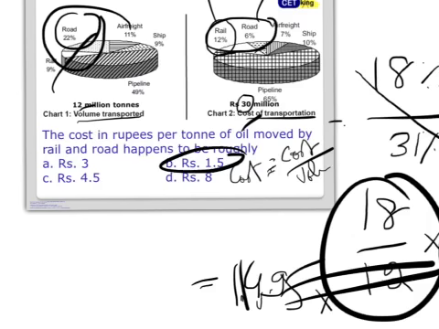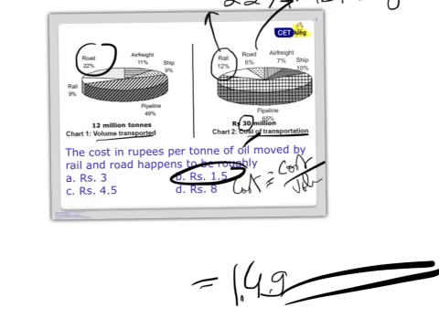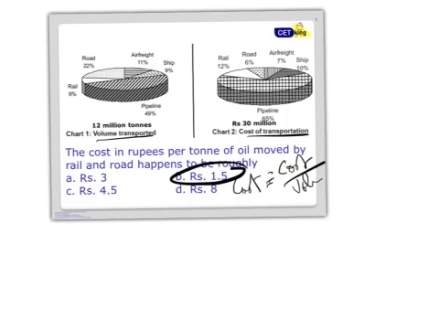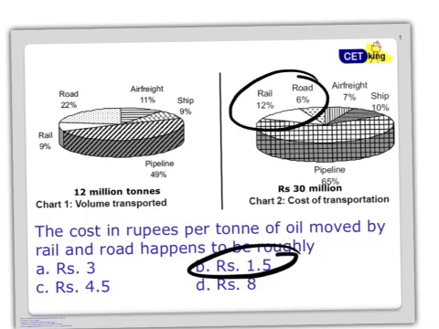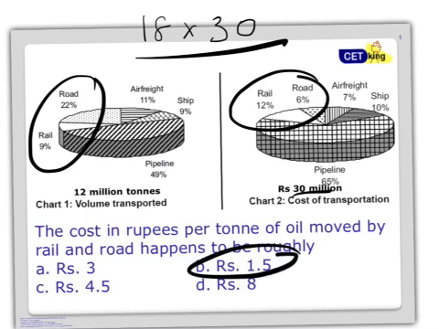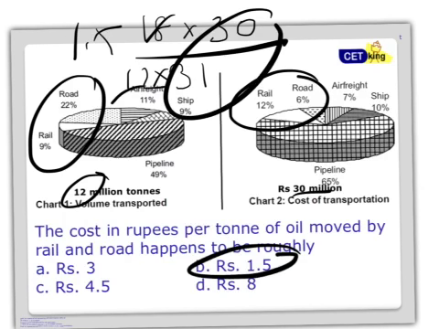Are you getting what I'm trying to do? I'll do it again. If I want to find, for example, total cost, let me just remove all these things. Total cost of transportation: I'll do this plus this, 18% of 30 million, divided by total volume, 22 plus 9, 31% of 12 million. So 18 by 12 is 1.5, 30 by 31 is almost 1. So the answer is 1.5. 30 seconds to solve this question. Trust me, DI is one area where you can increase your score.